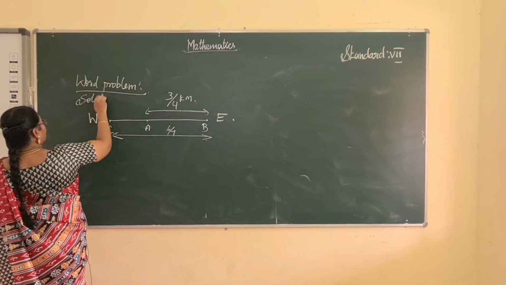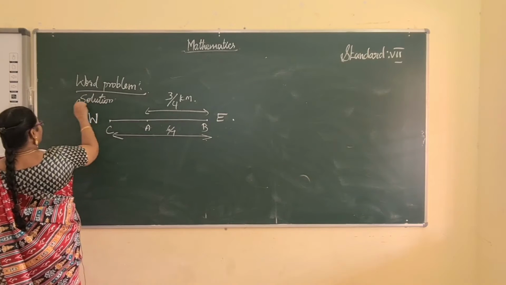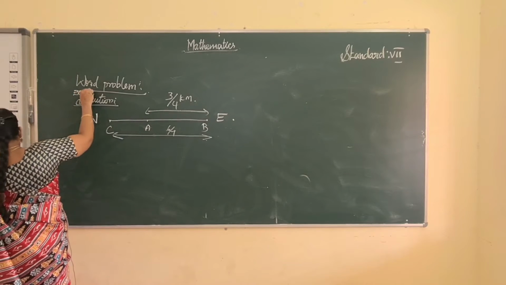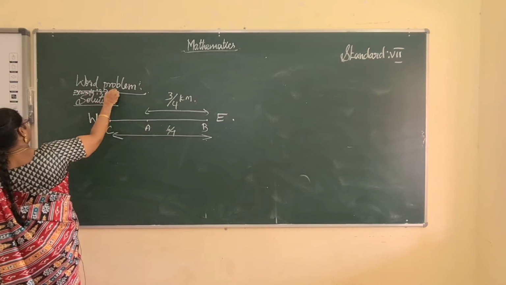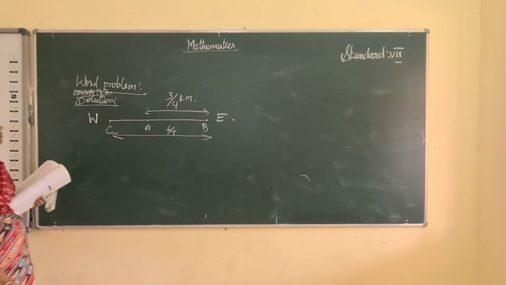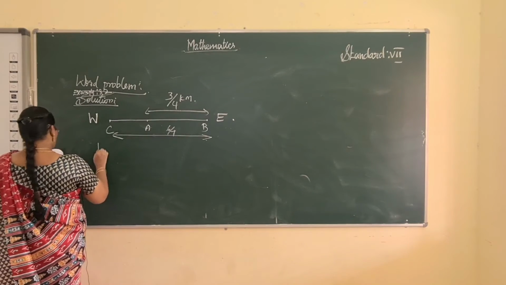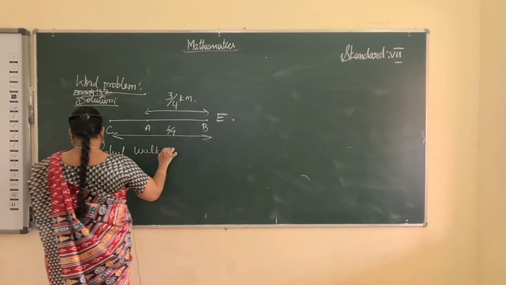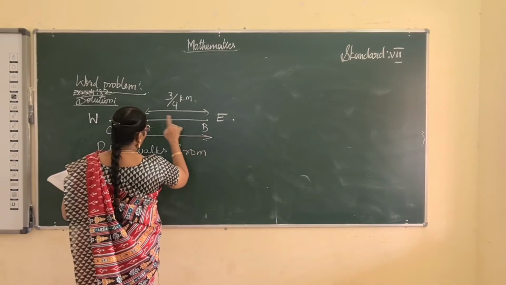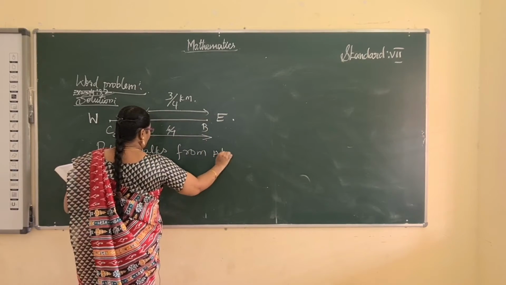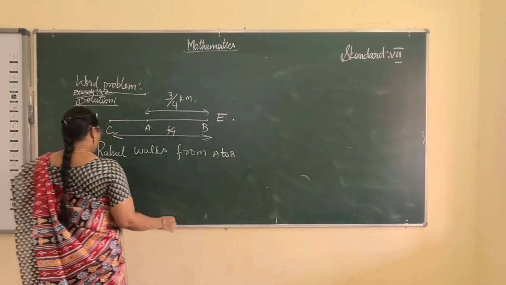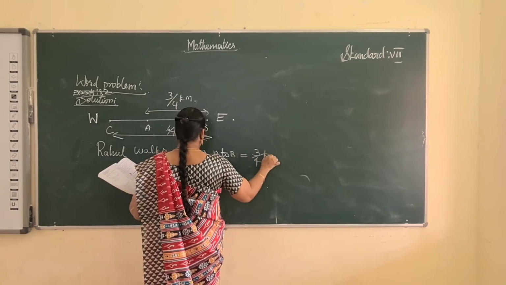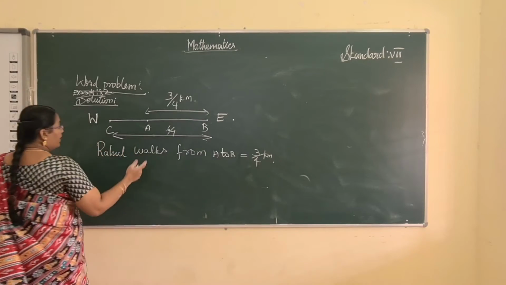Example 32 solution. So Rahul walks from first A to B. A to B is equal to 3 by 4 kilometer. And then B to C, is it?